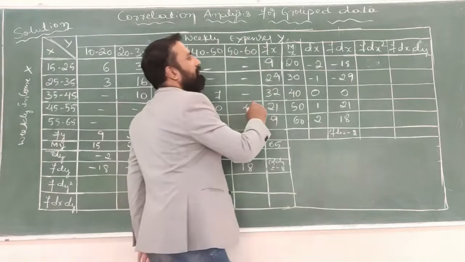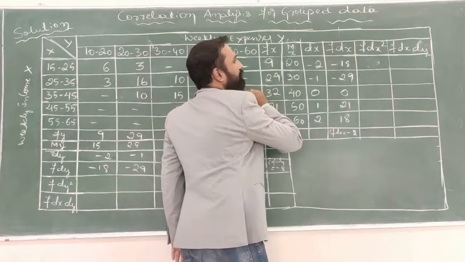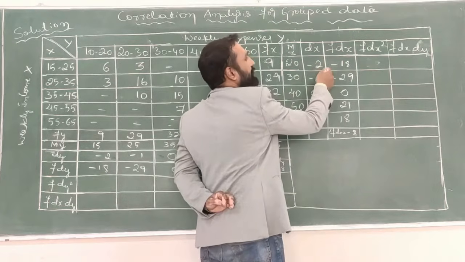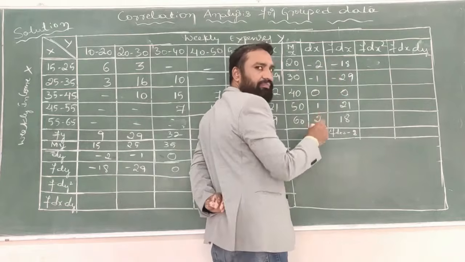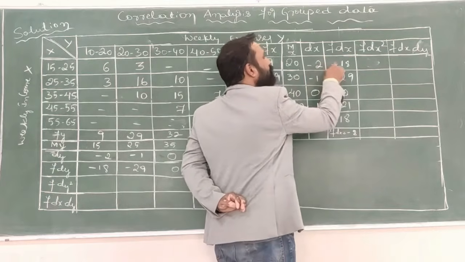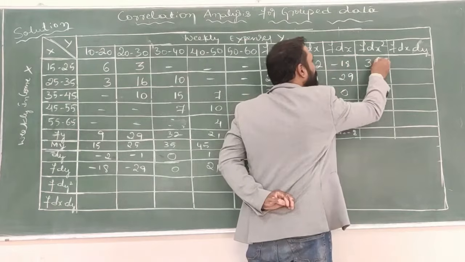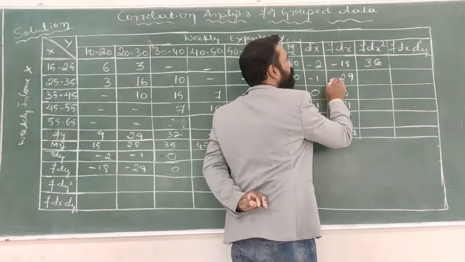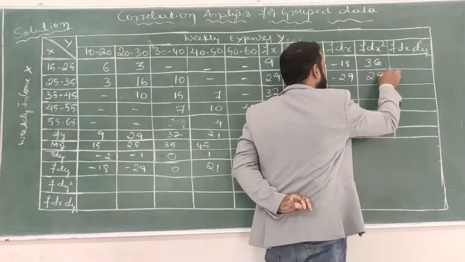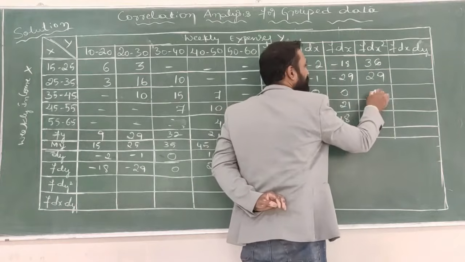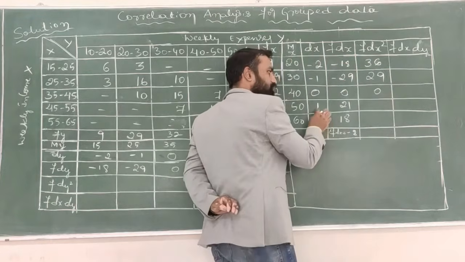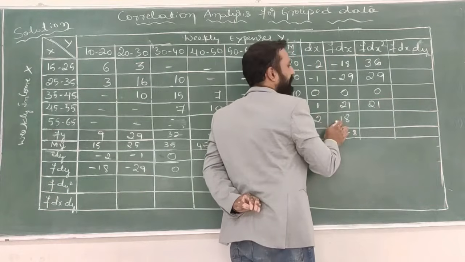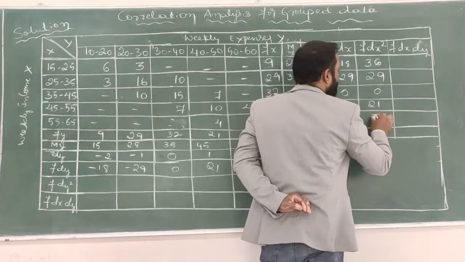So let us start with f into dx square. How do we calculate f into dx square? It means f dx into dx, we will get the value of f dx square. -2 into -18, the value is 36. The next is -1 into -29, the value is 29. The next 0 into 0, the value is 0. The next 1 into 21, the value is 21. The next 2 into 18, the value is 36.